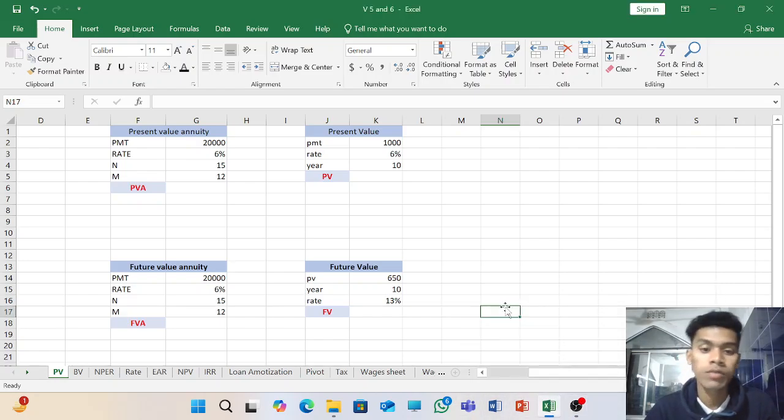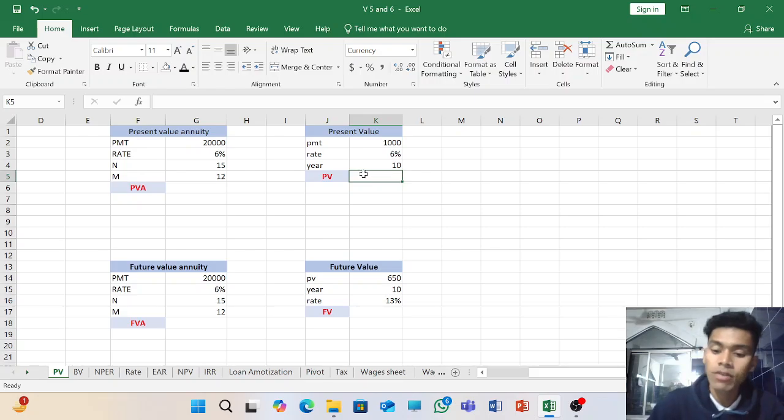So, hello everyone. Today I'm going to show how to calculate the present value, future value, present value annuity, future value annuity, and bond value, NPER, rate, EAR, NPV, and IRR. First of all, we need to calculate the present value.